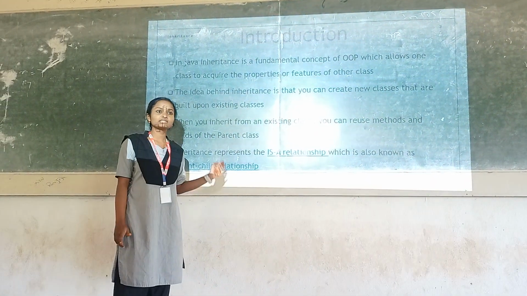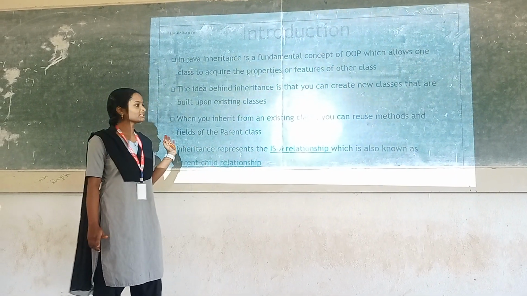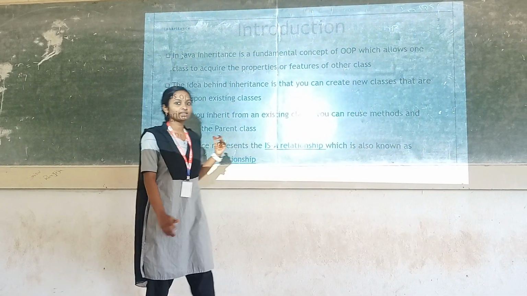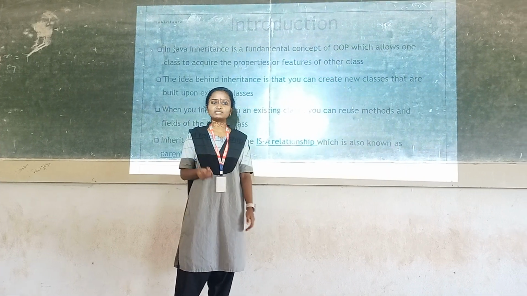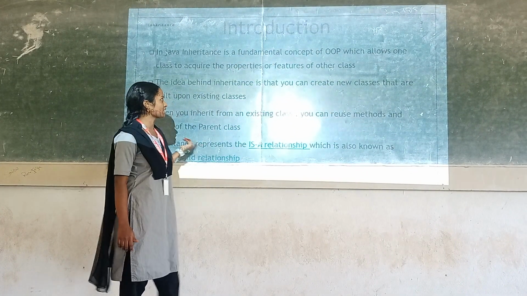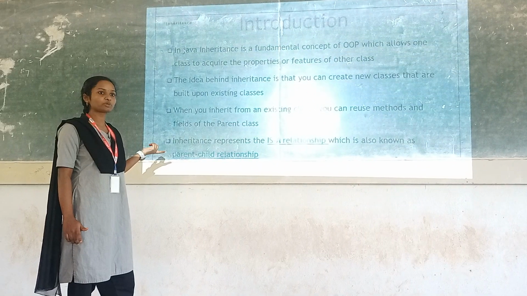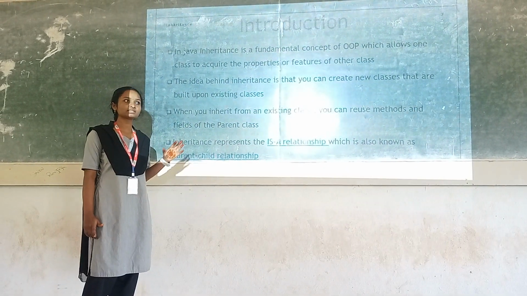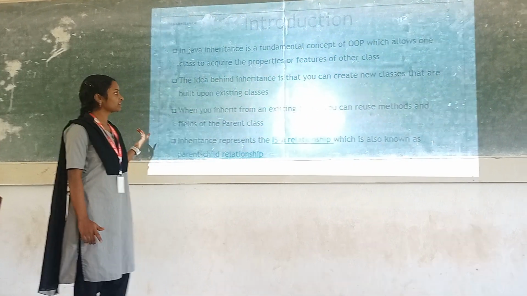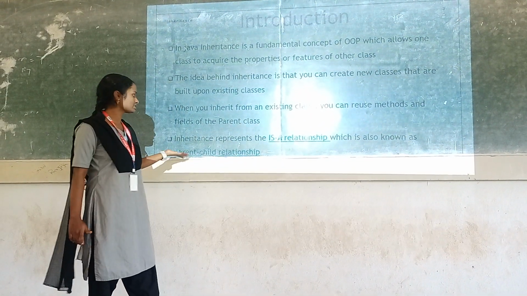Introduction to inheritance. In Java, inheritance is a fundamental concept of object-oriented programming. Inheritance allows a class to inherit the properties of another class. We can say inheritance is creating a new class from an existing class in such a way that the new class inherits the properties of the existing class. The idea behind inheritance is to acquire the properties of the existing class. Acquiring means it can access the methods or fields of the existing class. Inheritance represents an is-a relationship, which is also known as a parent-child relationship.